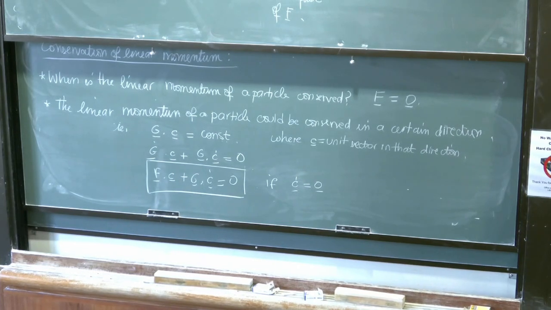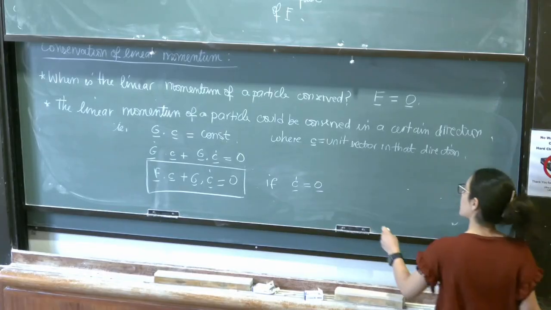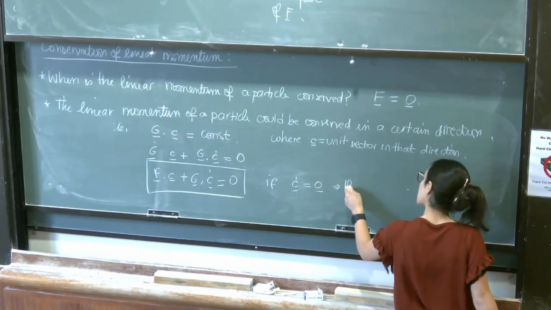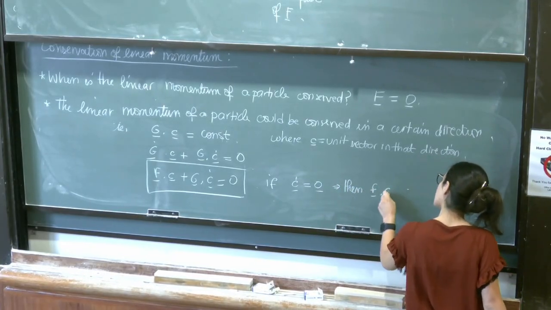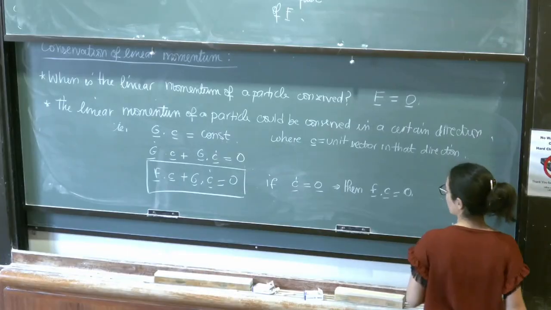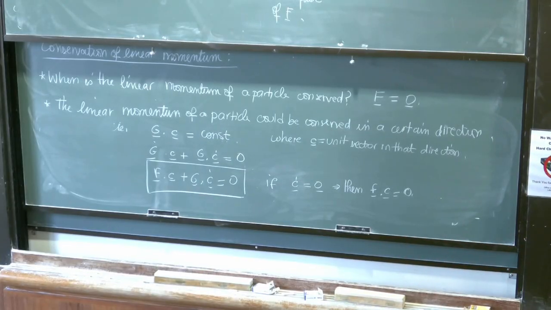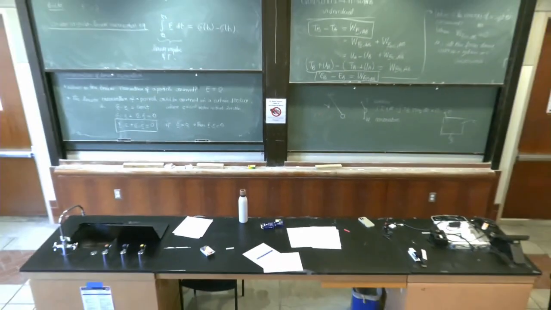C is a fixed direction, so its derivative is 0. Then this equation becomes F dot C, and the condition is that F dot C is equal to 0. If F dot C is equal to 0, then the linear momentum of a system along C is conserved.